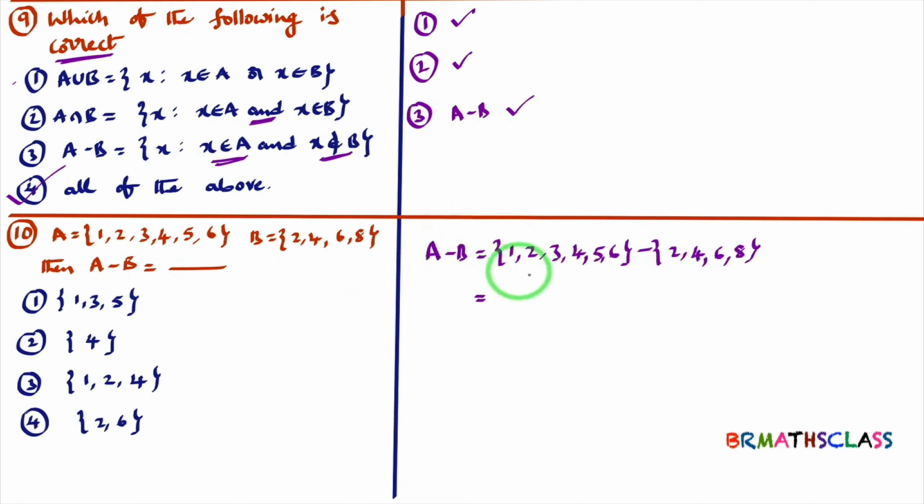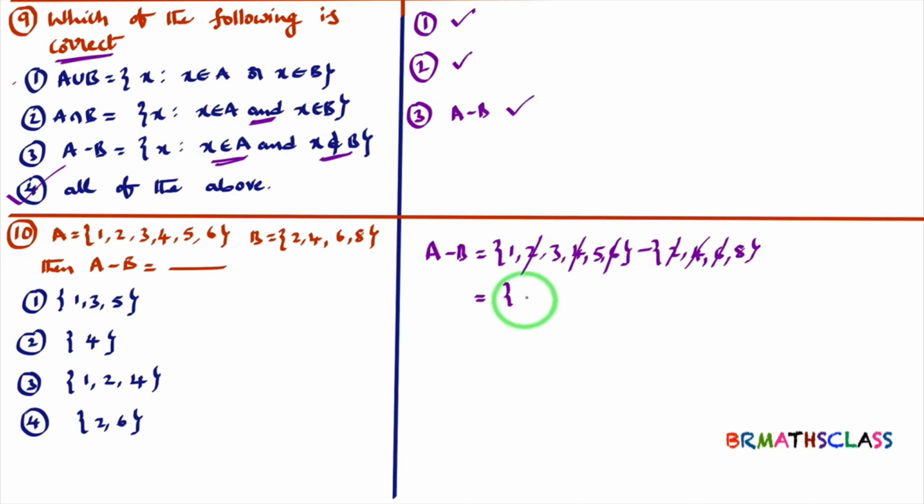You observe here, first you identify the elements which are common in both. Here 2 is there and here also 2 is present. And in this set 4 is there and here also 4 is there. In this set 6 is there, in this set also 6 is there. So A minus B means what, you know? All the elements present in A but not in B. Whatever elements I strike off, they are present in A, they are present in B also.